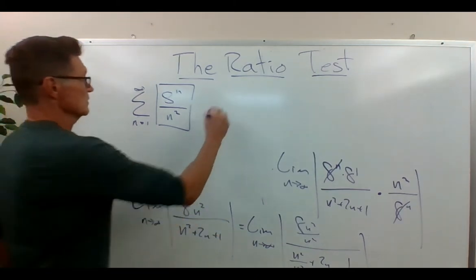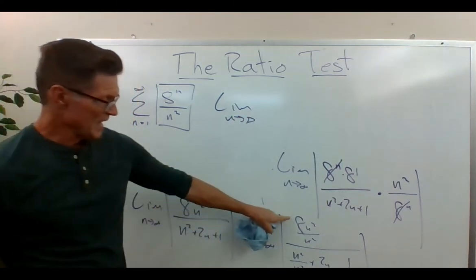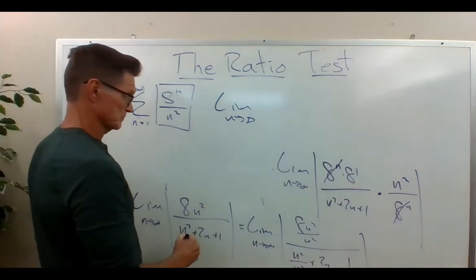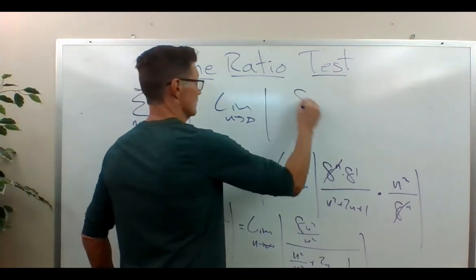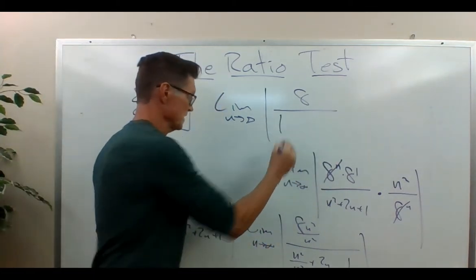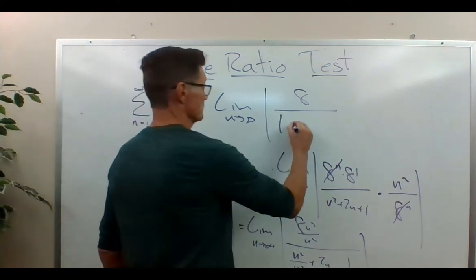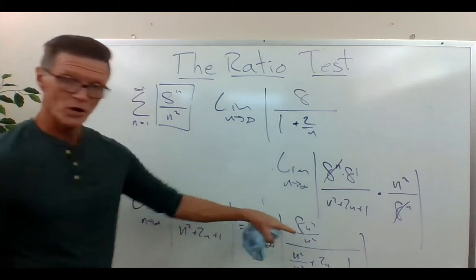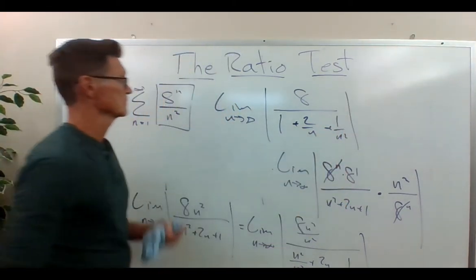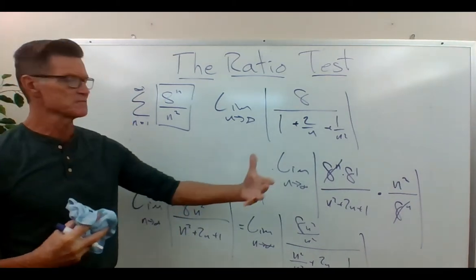So now this limit as n approaches infinity, 8n squared divided by n squared just becomes 8. N squared divided by n squared becomes 1. 2n over n squared becomes 2 over n. And then 1 over n squared we just have 1 over n squared. All right, so now we want to take the limit of that as n is approaching infinity.